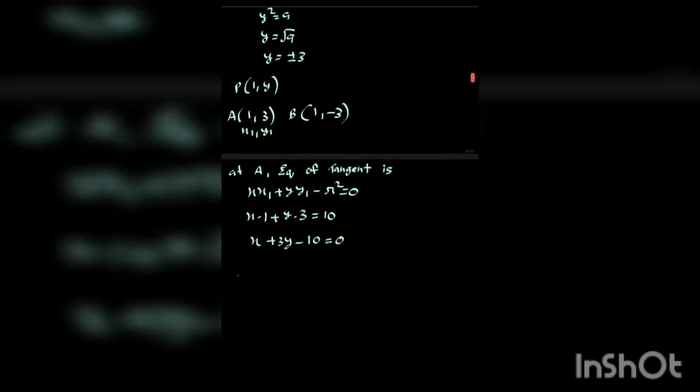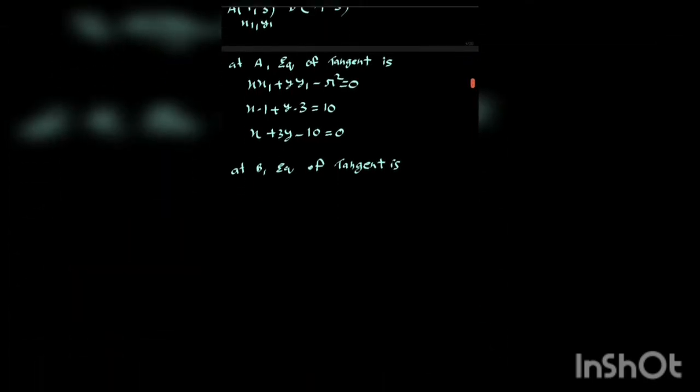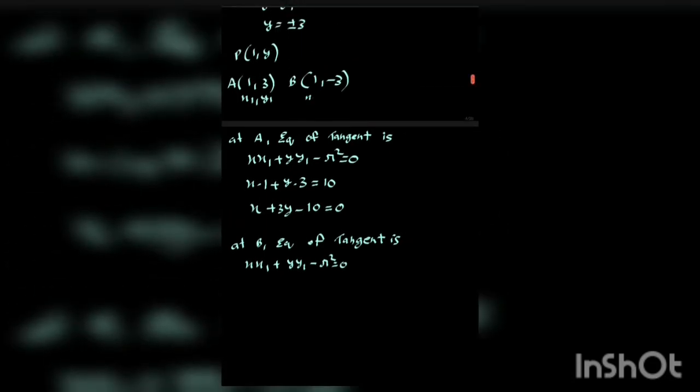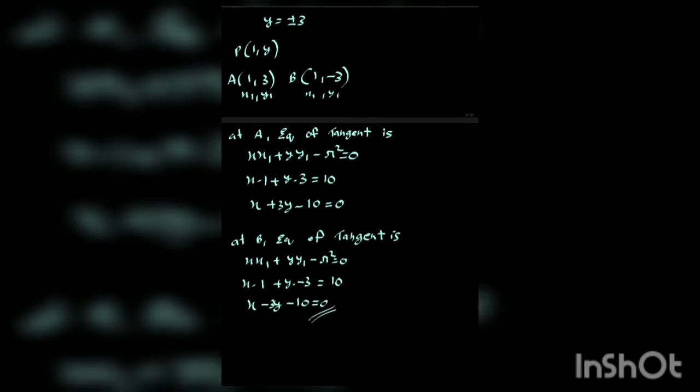Okay, next at B, the equation of tangent is x into x1 plus y into y1 minus r square equal to 0, and at B it is x1 comma y1. So x into 1 plus y into minus 3 is equal to 10. So x minus 3y minus 10 is equal to 0. So these are the required equations of tangent. Moving on to the next question.